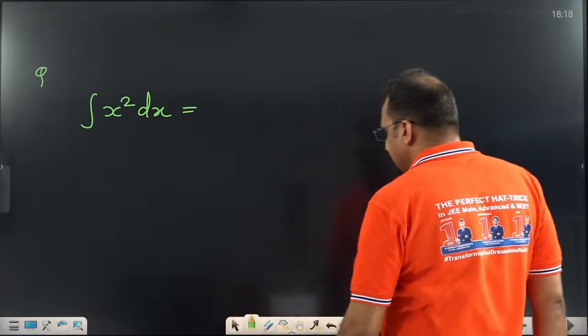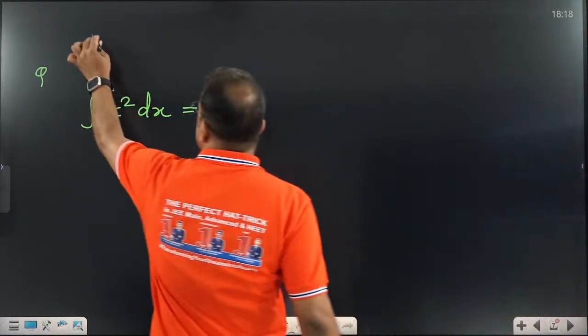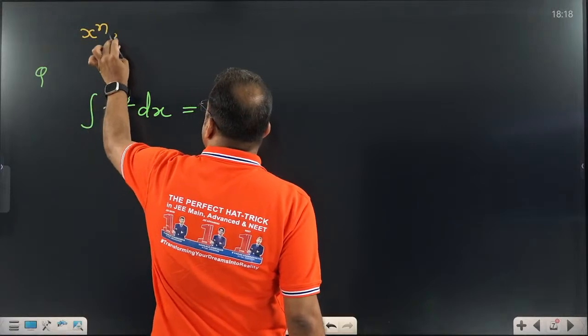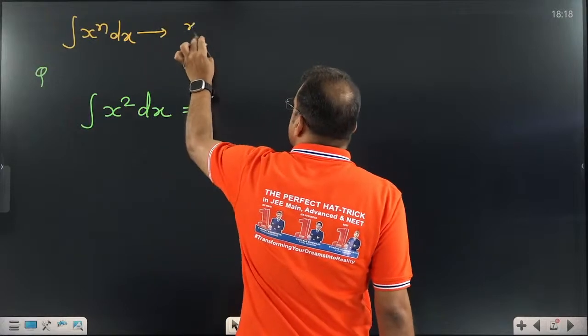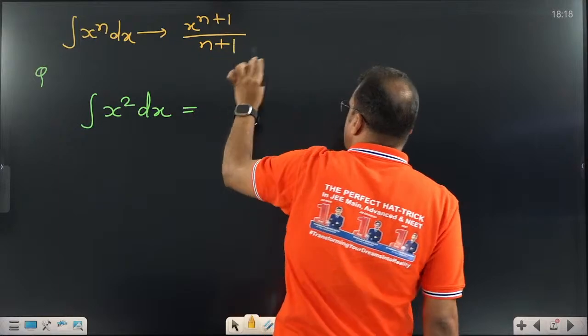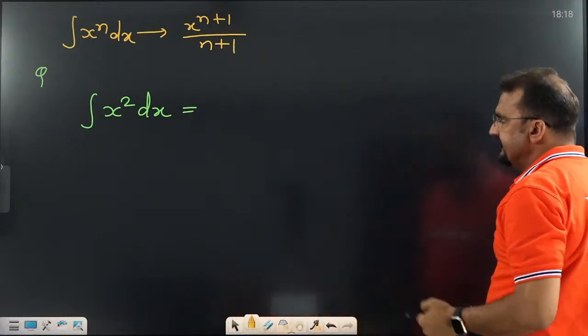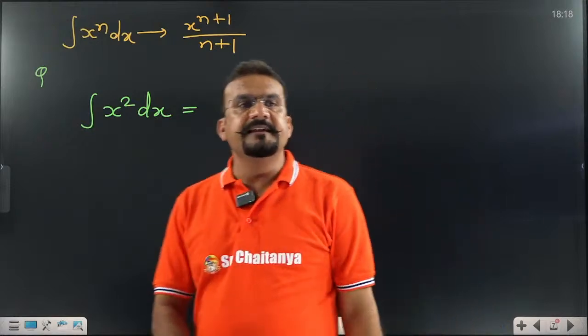See, what is the concept? If x square is given, what is the formula for that? Remember this: whenever someone asks you the integration of x power n dx, it is x power n plus 1 divided by n plus 1. Very important. Apply this formula on this concept. What is the value of n? The value of n is 2.